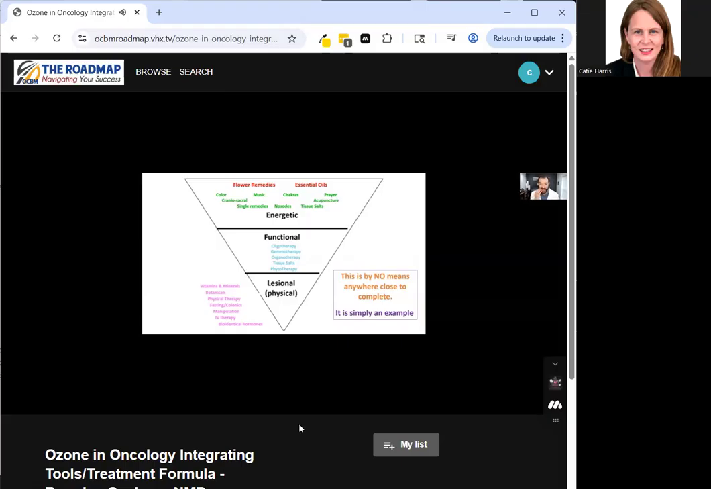So my favorite is flower remedies, flower essences like Bach flower remedies. I also like craniosacral therapeutic touch, but there's a whole bunch of things up here. So some people will use essential oils. Some people use chakra therapy.